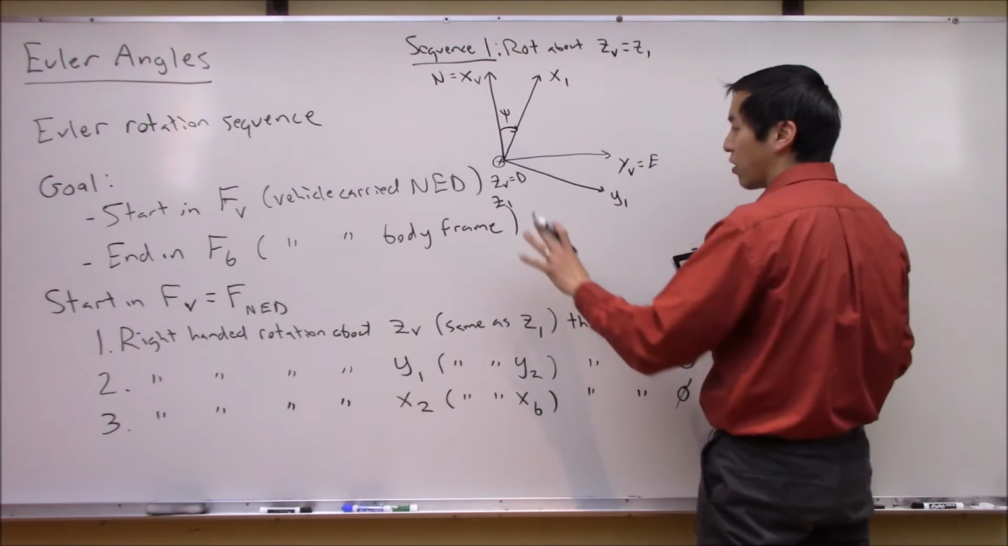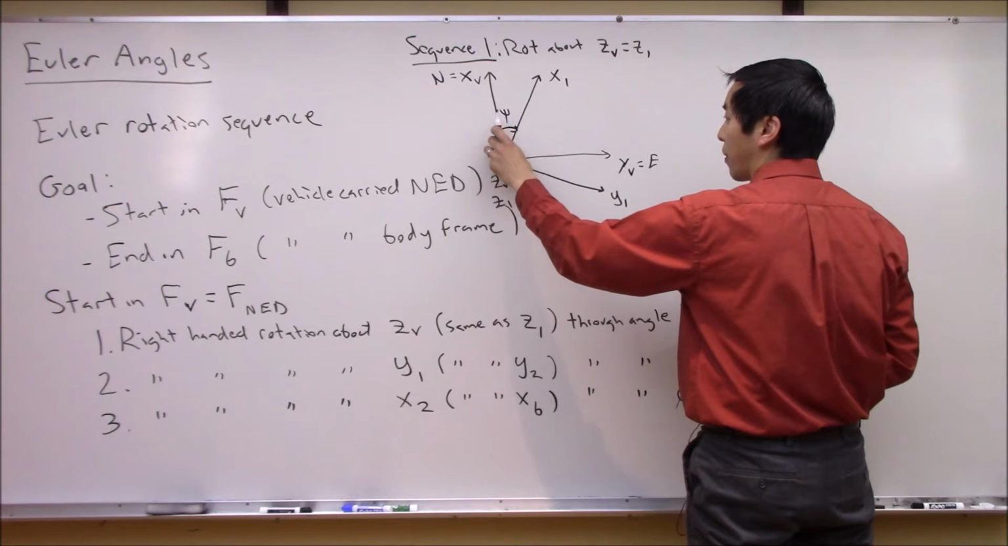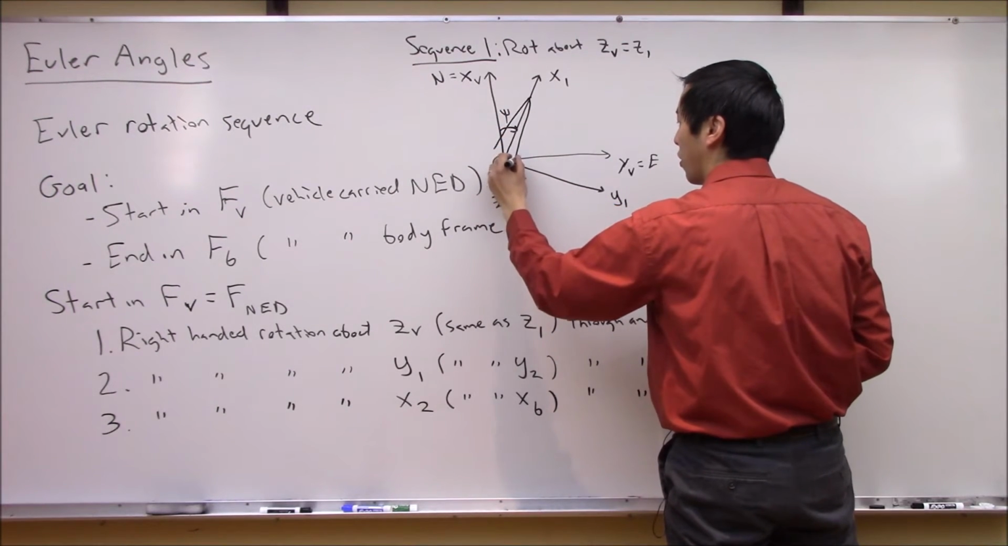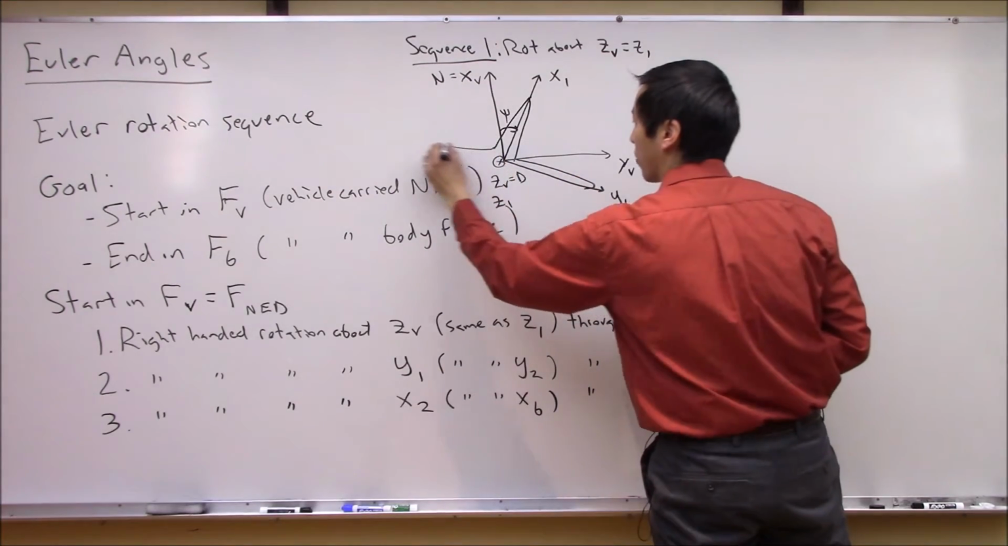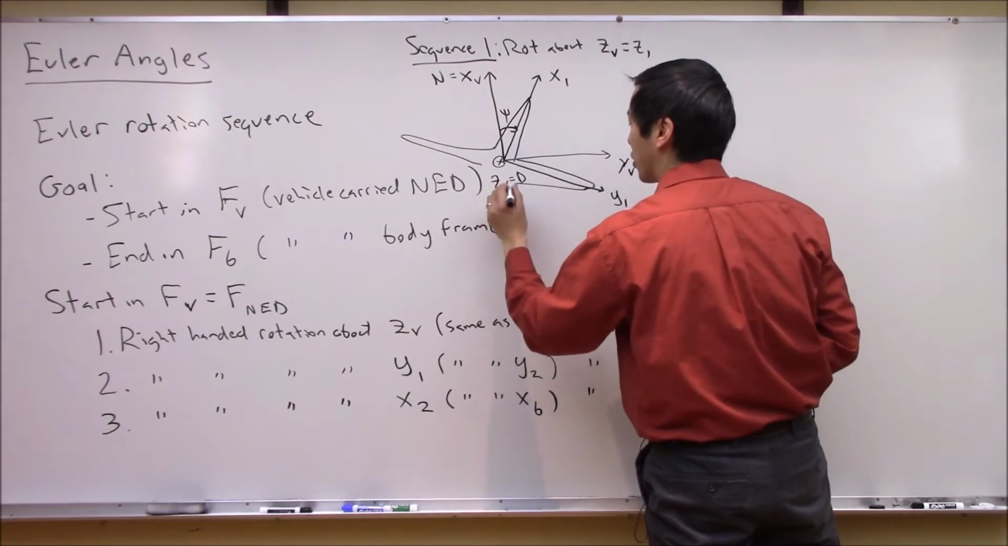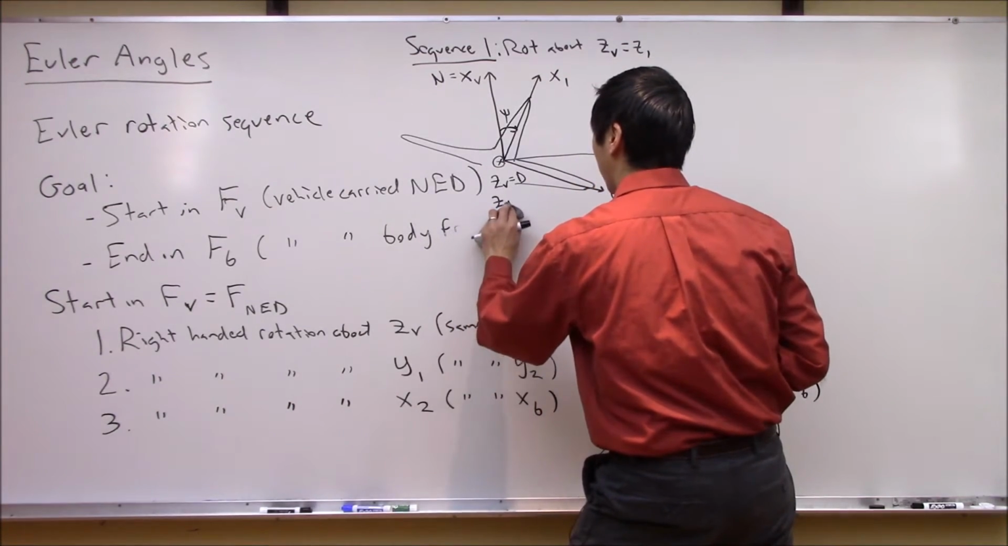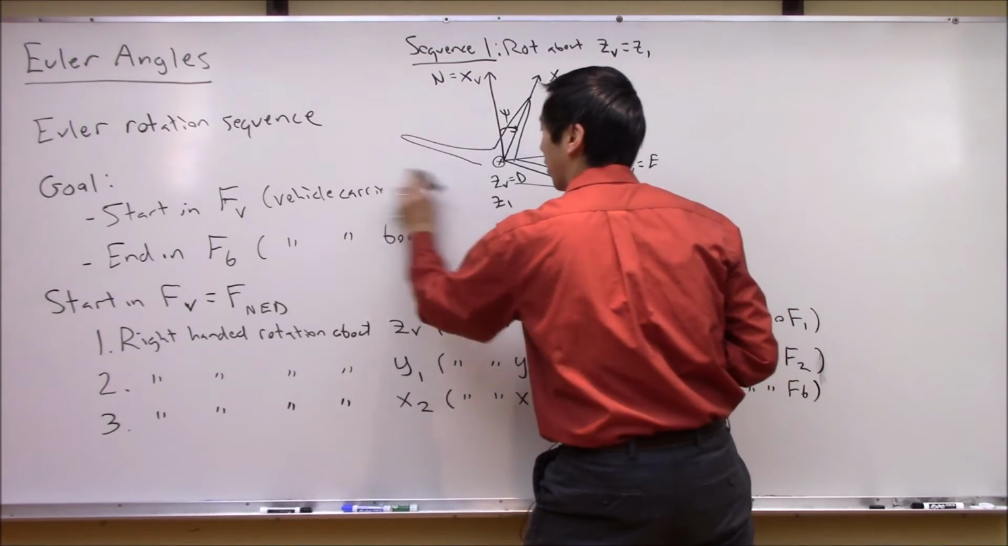So the idea is we're going to start in the vehicle north-east-down frame. I'm going to rotate my aircraft so that it now is aligned with this 1 frame. So this is my horrible picture of an aircraft. Oh gosh, this is going to make this thing very... Let me clean some of this up so we can hopefully see this a little bit better.